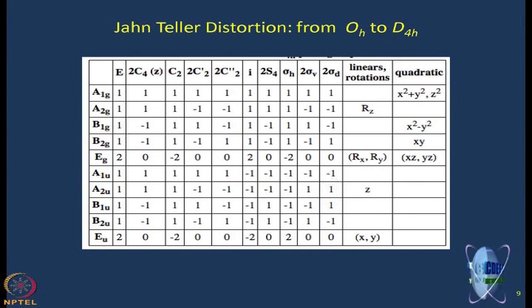Now, see, XZ and YZ belong to the same symmetry species, XY is different, right. Earlier we had a triply degenerate symmetry species, that is where XZ, YZ, ZX belonged, not anymore. Now, XY belongs to a different symmetry species than XZ, YZ. And what about your x square minus y square and z square? X square minus y square is here and z square is in a different point group.